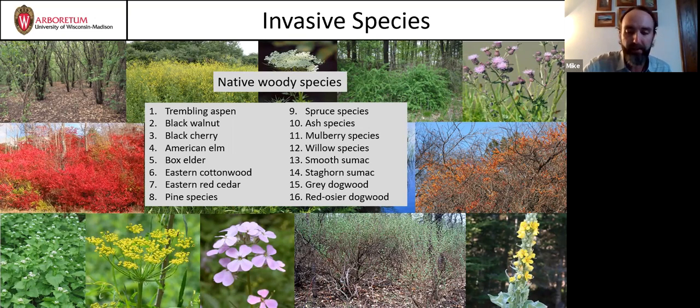So overall, that's probably over 60 species, because a lot of them are clumped. The ash species, the mulberry, the willow, the pine. There's numerous species within those individual categories that we're managing.